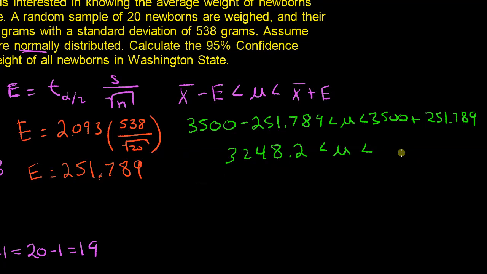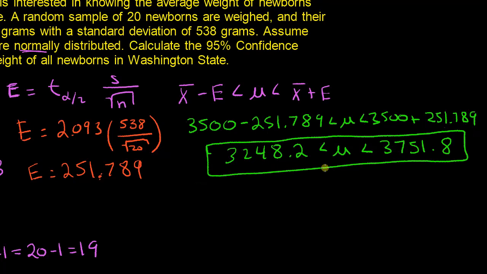Then over here, I'll have 3751.8. Right? So we can be 95% confident that the mean birth weight of newborns in Washington State is between 3248.2 grams and 3751.8 grams.